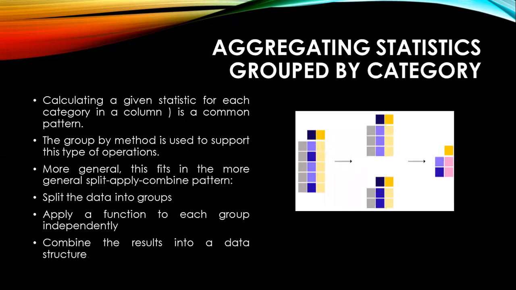Aggregating statistics group by category. Calculating a given statistic for each category in a column is a common pattern. The group by method is used to support this type of operation. More generally, this fits in the split apply combine pattern. Split the data into groups, apply a function to each group independently, and combine the results into a data structure, as shown in this example.